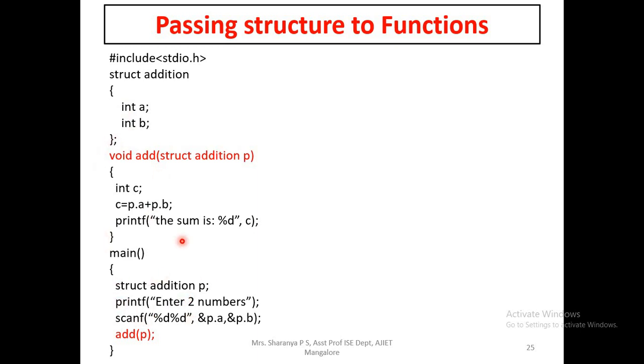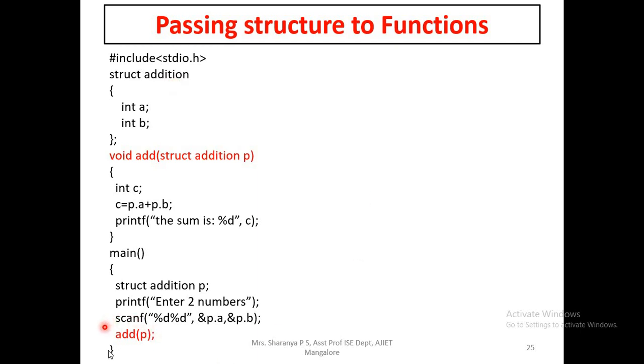Here we are referring to a function called add. If you look at the first part, we have defined the structure soon after declaring the header file with the two structure members A and B, and inside the main we have created the structure variable P, and then we are taking the two values. Ampersand P dot A will store the value entered to the structure member A, and P dot B will store the value to the B member of the structure addition.